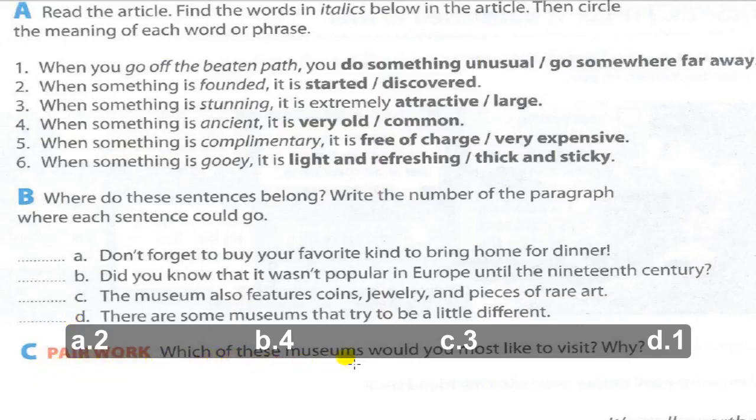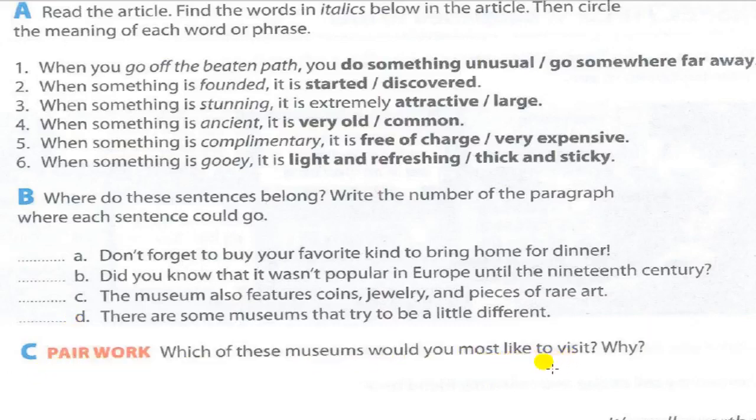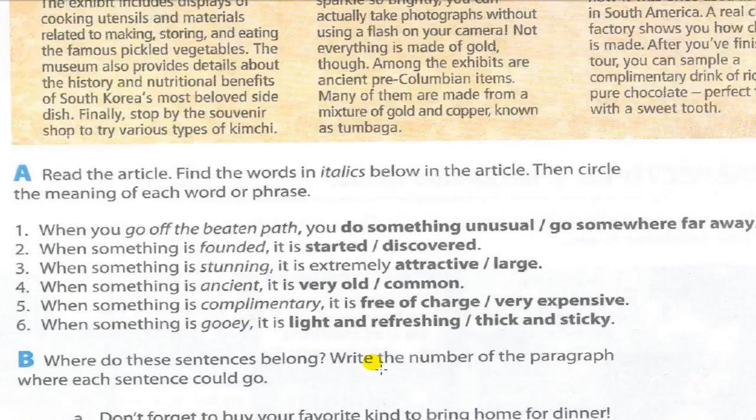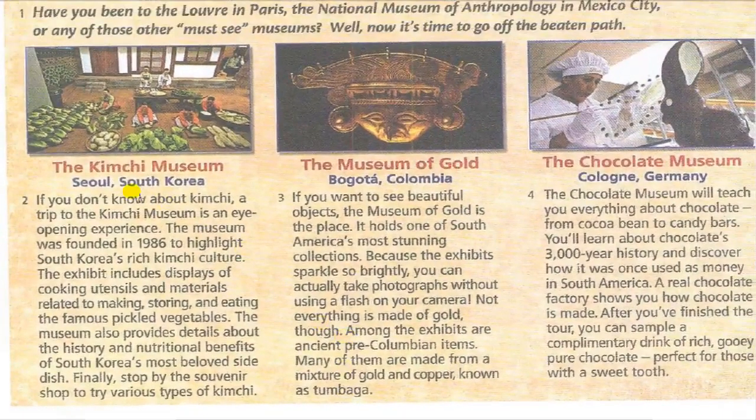C. Pair work. Which of these museums would you most like to visit and why? This is of course your own question and your own point of view, your opinion. What is the best museum for you? Would you like to go to the Kimchi Museum, the Museum of Gold, or the Chocolate Museum, and why? Tell the class. As for me, I like the Chocolate Museum because I like chocolate a lot. I would also like to go to the Kimchi Museum because there are some kinds of food in Korea that we can use as medicine. The Museum of Gold is also wonderful, so I would like to visit all of these museums.